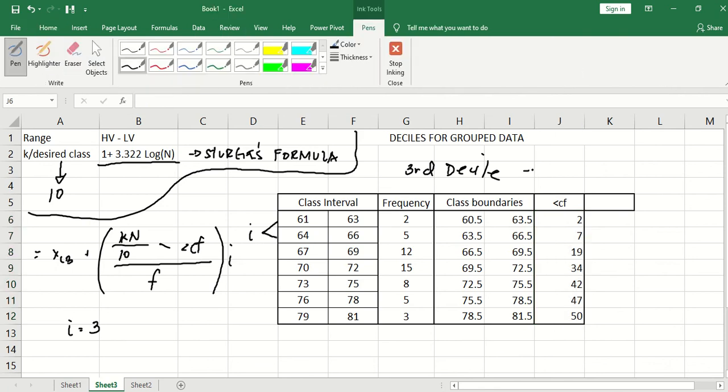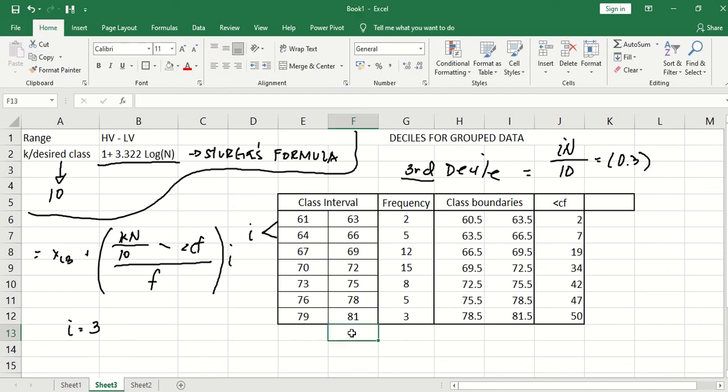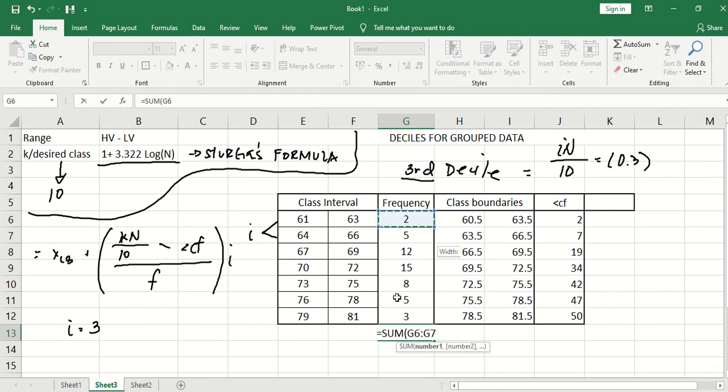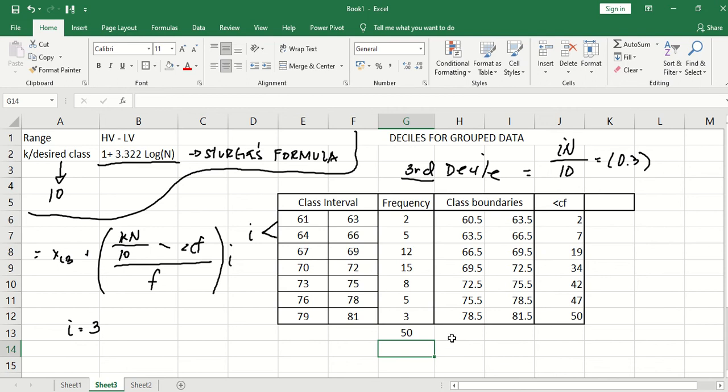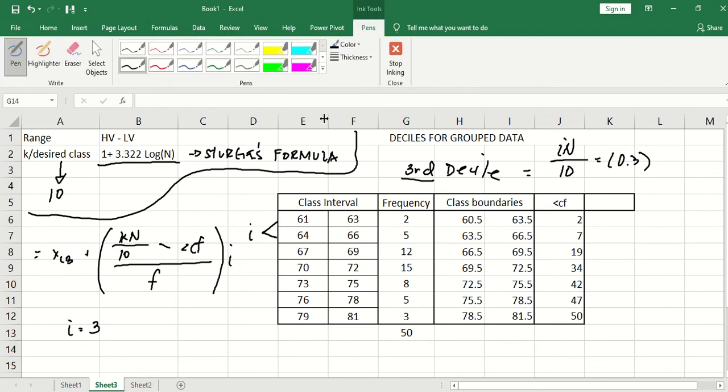So let us use this one first, the in over 10. Because this one is the third decile, we will just multiply 0.3 by the population. The population is what? Let's equal this and get the sum of the frequency, then we have 50. So we will just multiply 0.3 by 50.